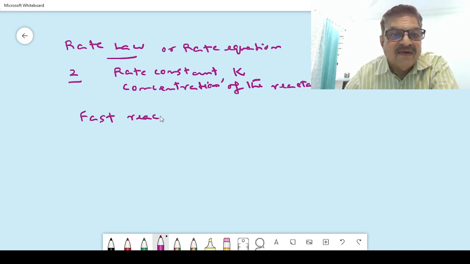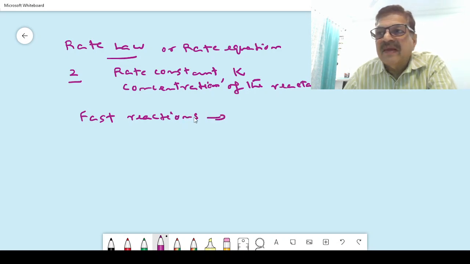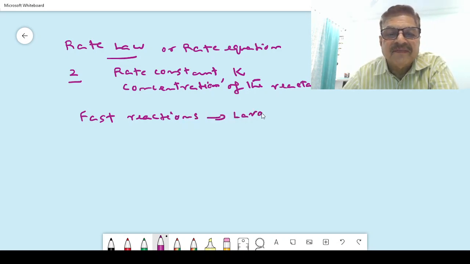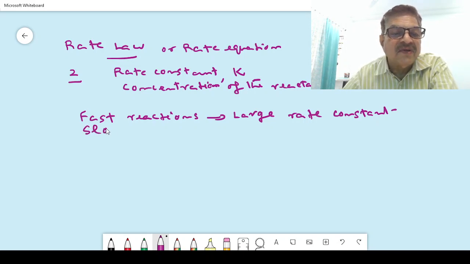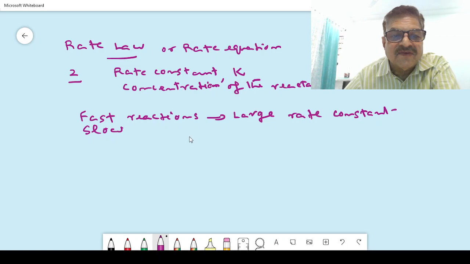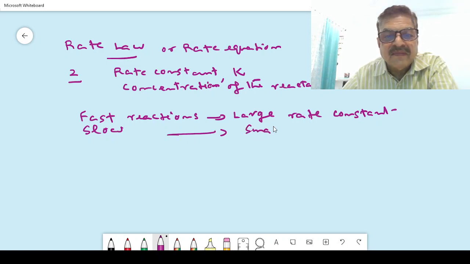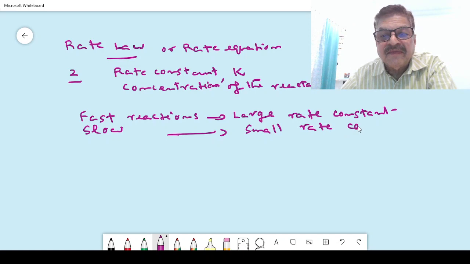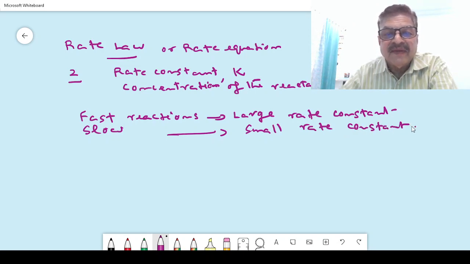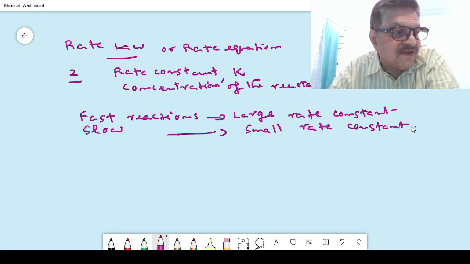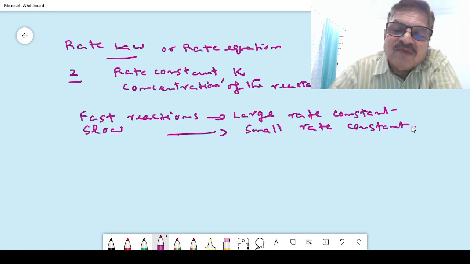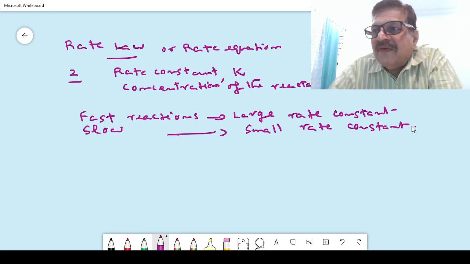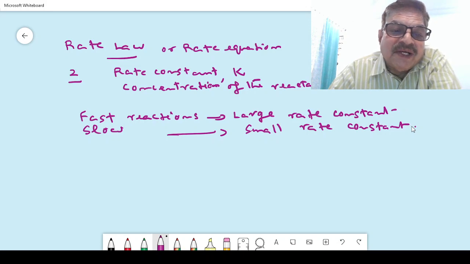Fast reactions will have a large rate constant. Conversely, slow reactions will have a small rate constant. Therefore, the rate constant indicates the rate of the reaction. Large rate constant means a fast reaction. A very fast reaction will have a very large rate constant. In the same way, slow reactions will have a very small rate constant. Understood? Now how is it related to the energy of activation?